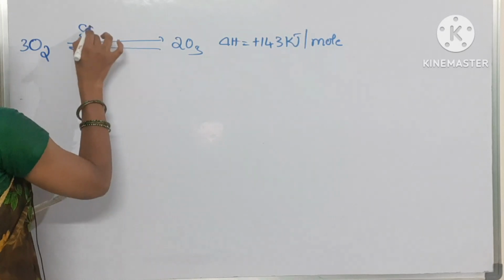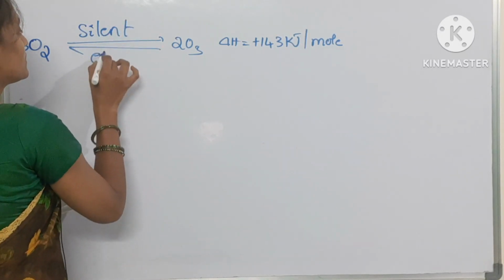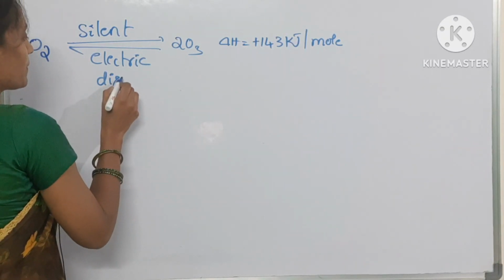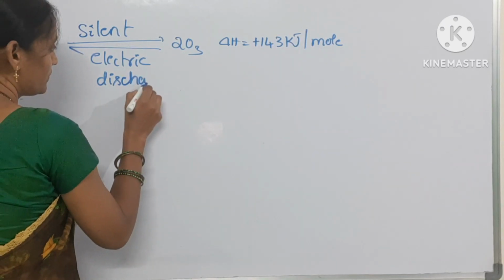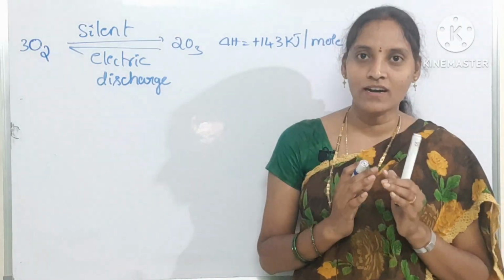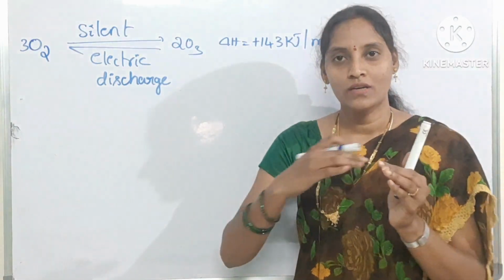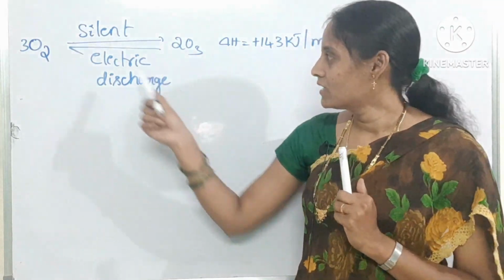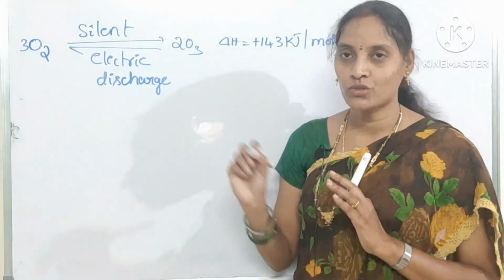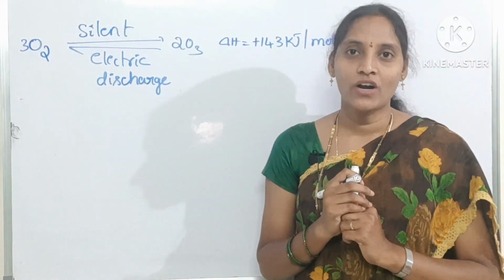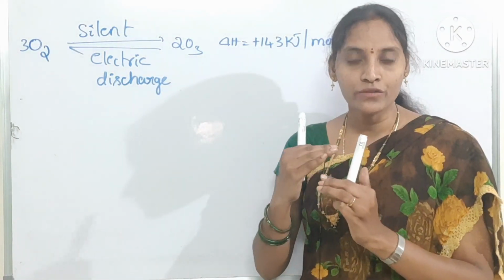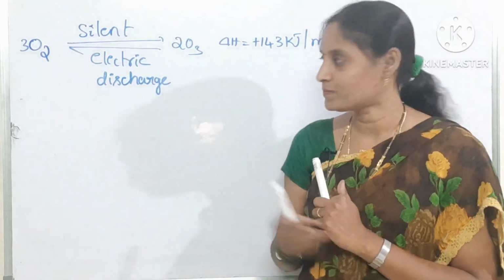Here silent electric discharge is necessary for the formation of ozone from oxygen. Why? Because this silent electric discharge prevents the decomposition of ozone back to oxygen. Here I indicated a reversible arrow because oxygen converts into ozone as well as ozone converts into oxygen, so to prevent the decomposition of ozone into oxygen.